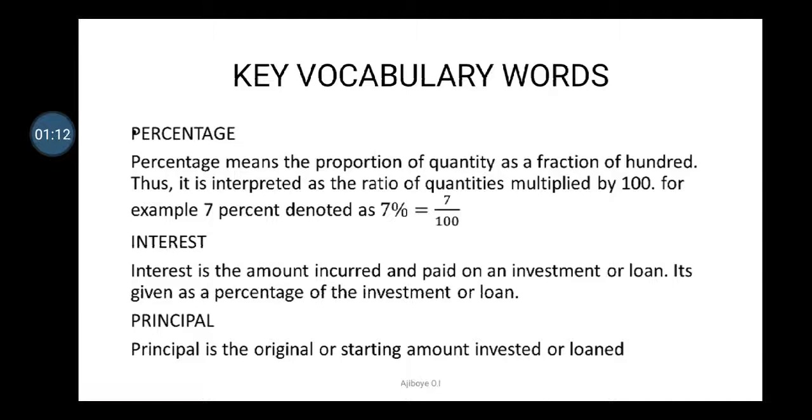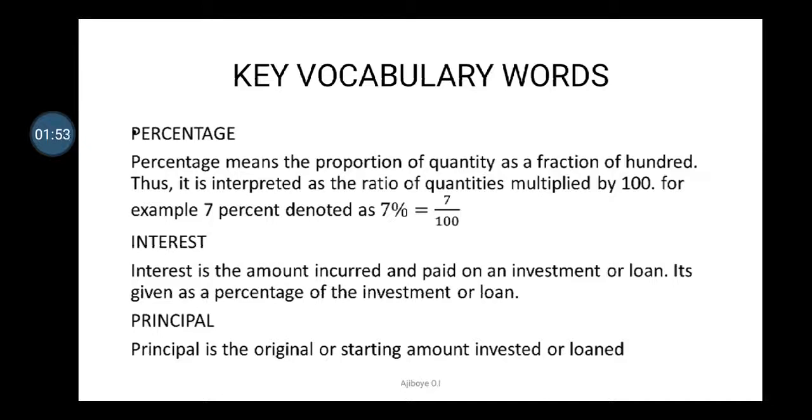The next key vocabulary word is interest. Interest is the amount incurred and paid on an investment or loan. It's given as a percentage of the investment or loan. For instance, if you ask a friend to lend you money, the friend might want to put an interest rate on it. So when you pay back the money, you pay with a certain amount on top of, or added to, the original amount that was borrowed. It is important that you know that interest is also given as a percentage of the original amount.